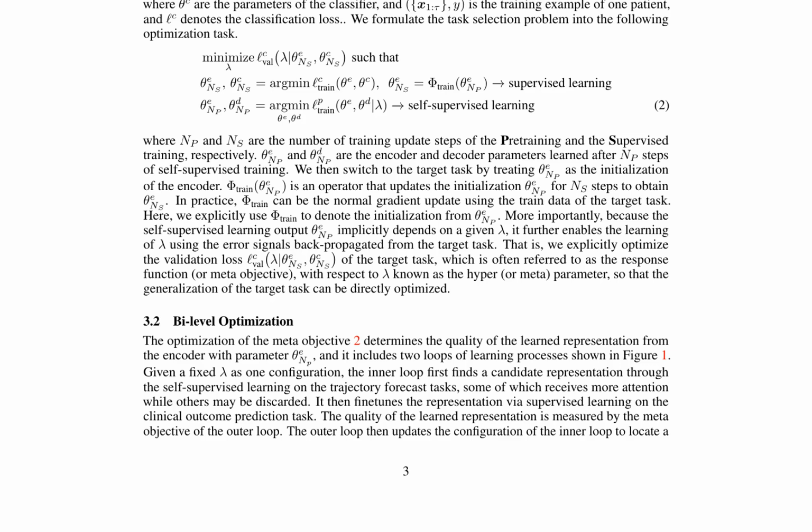The framework assumes that the self-supervised learning output theta-enp can be used as the initialization of the encoder for the target task. The normal gradient update using the train data of the target task can be used as the operator phi-train to update the initialization theta-enp. The optimization of the meta-objective enables the learning of lambda using the error signals backpropagated from the target task, allowing for the direct optimization of the generalization of the target task.